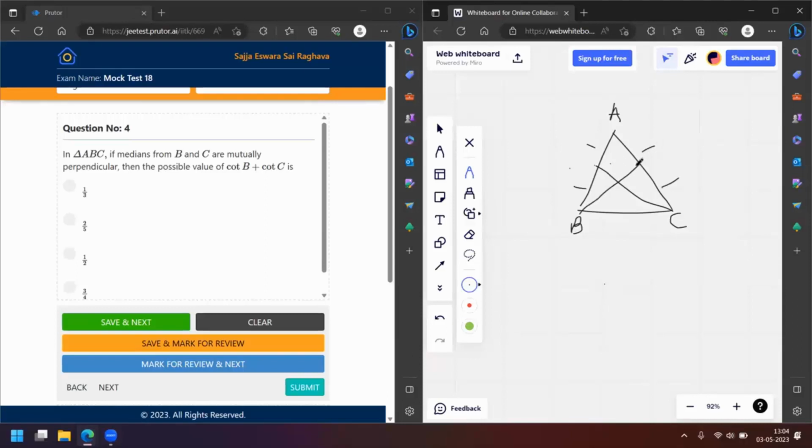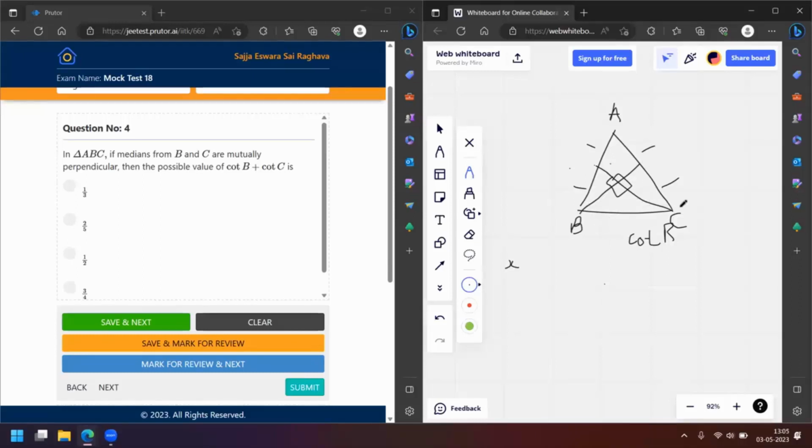These are your medians, and it is given that the medians are perpendicular. For this triangle, we just have to find the value of cot B, and then multiply it by 2. Since this is an isosceles triangle, the length of the median from C and the length of the median from B are equal. So we can say this length equals this length. Let us assume the whole median length is equal to x.